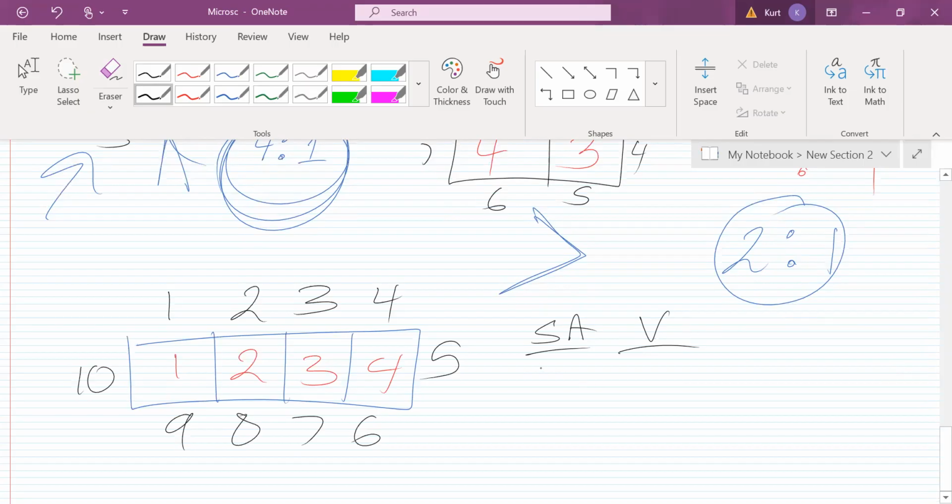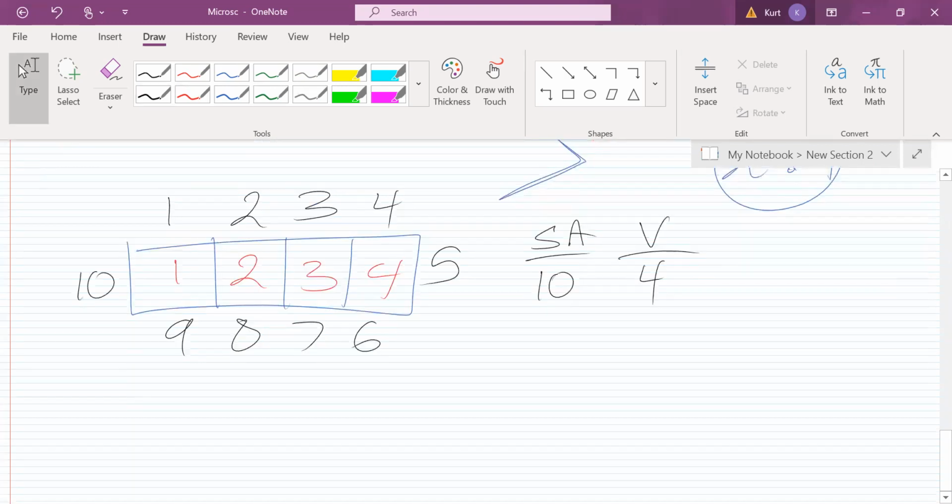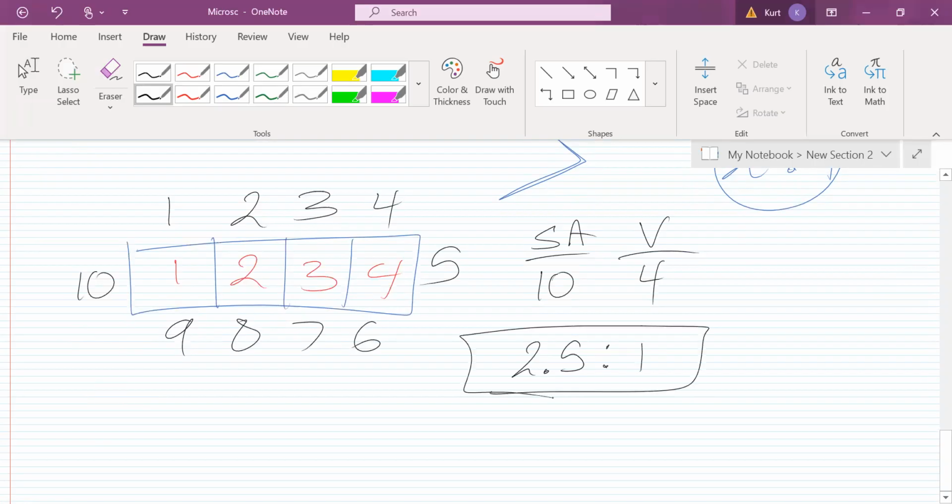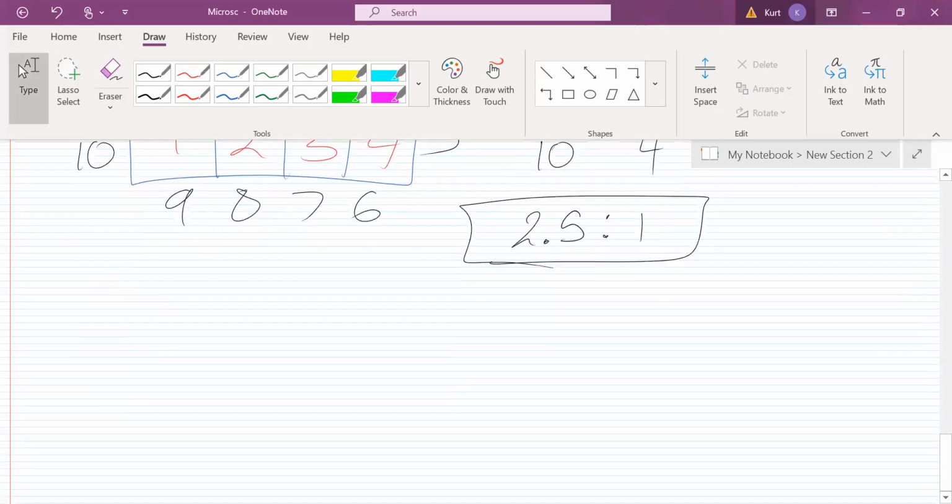The surface area is a 10. The volume is a 4. What is 10 divided by 4? 2.5. So the surface area to volume ratio is 2.5 to 1. It's not bad. It's not as good as what we had to start with. And then the last one, guys, we'll try this one.